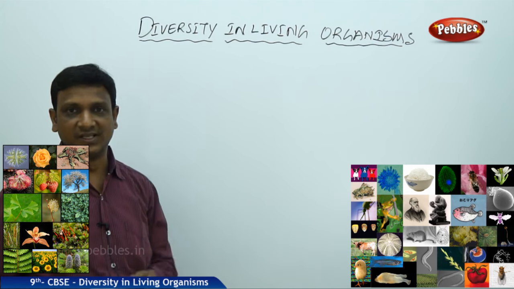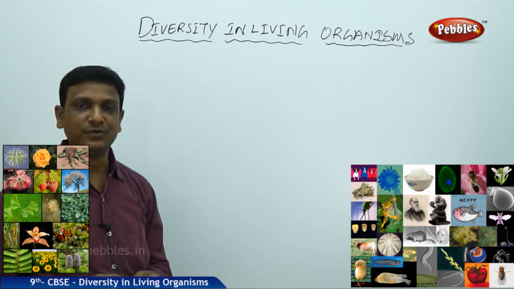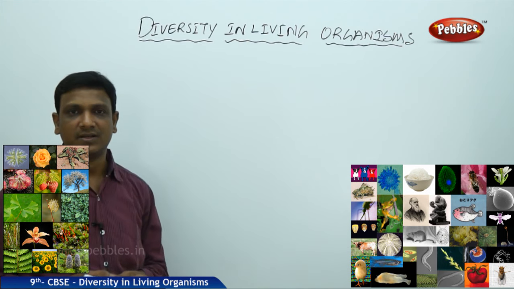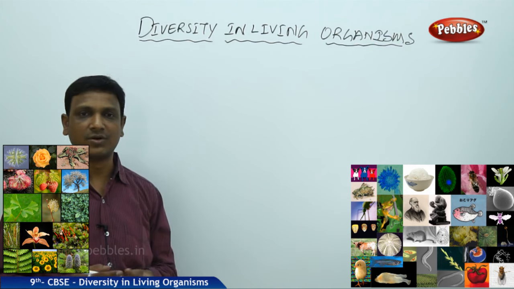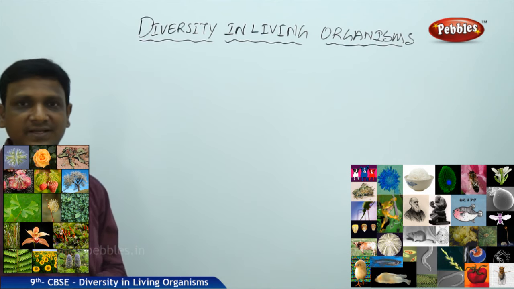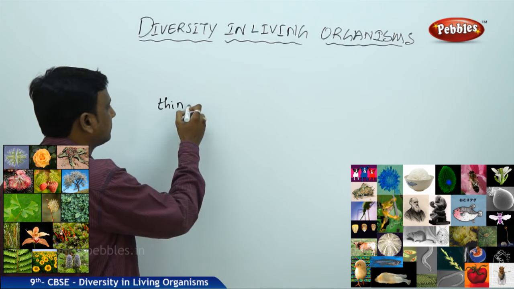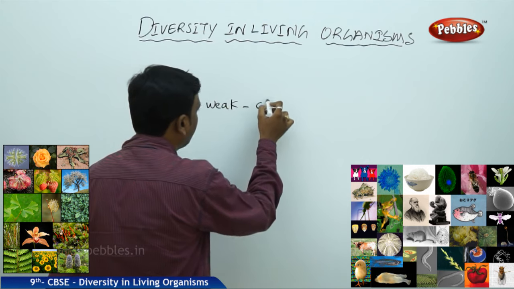But if you go to a jungle, if you go to a forest, what kind of different things do you see? If you go to a thick forest, you find different kinds of plants which are not similar. They're entirely different from each other. And you find plants of different forms. You find certain plants that are thin, weak, creepers.